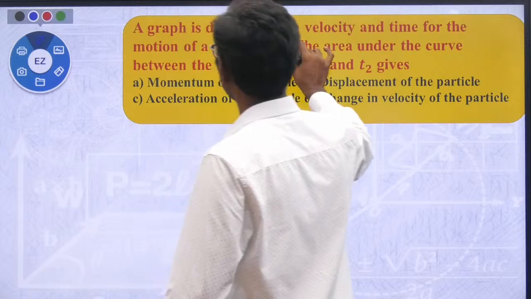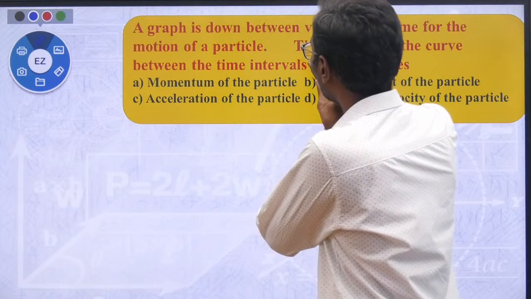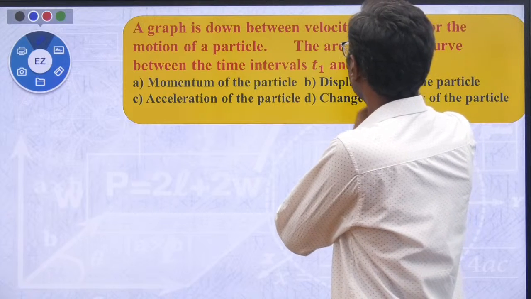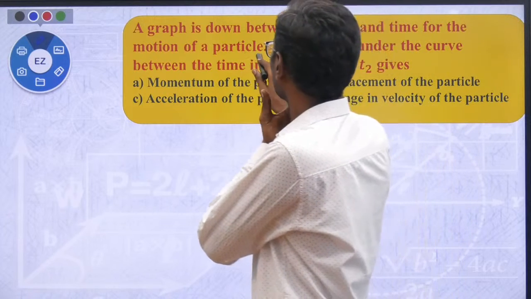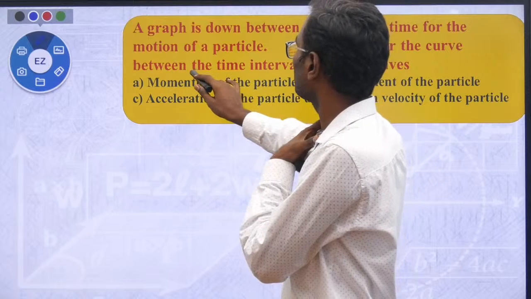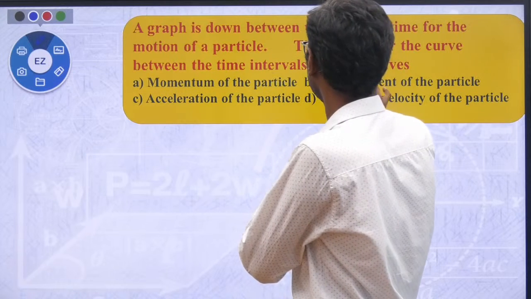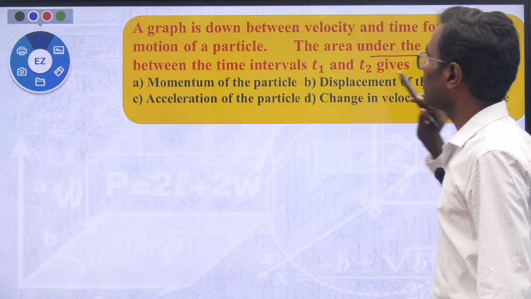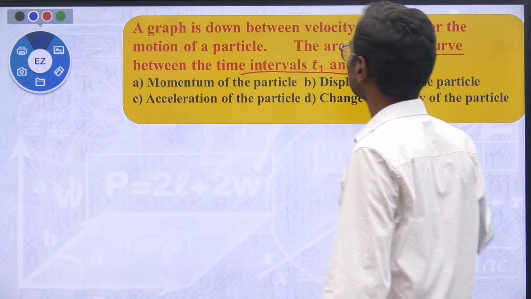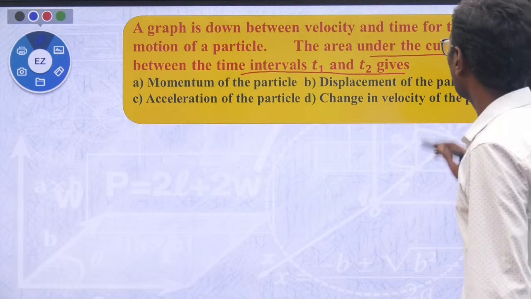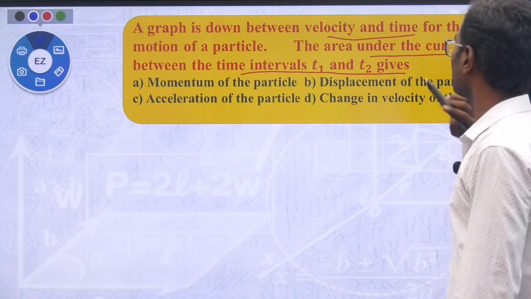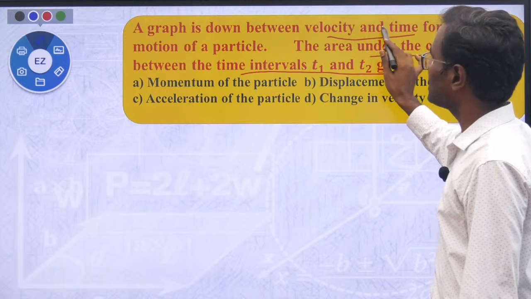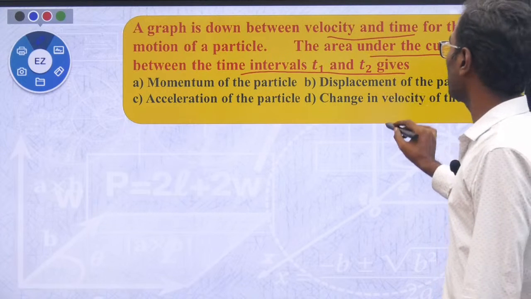A graph is drawn between velocity and time for motion of a particle. The area under the curve between the time intervals t1 and t2 seconds. So what is it asking? Area under the curve between time intervals. So the graph is drawn between velocity versus time. Area under the velocity time graph.